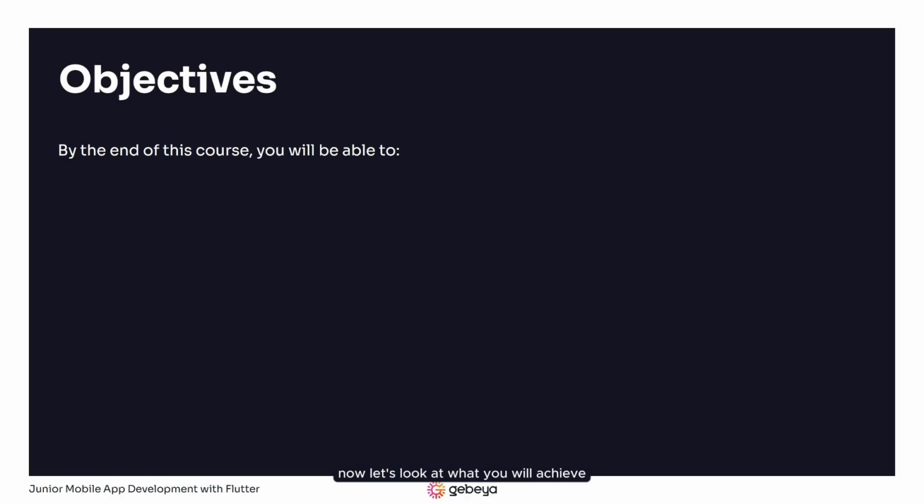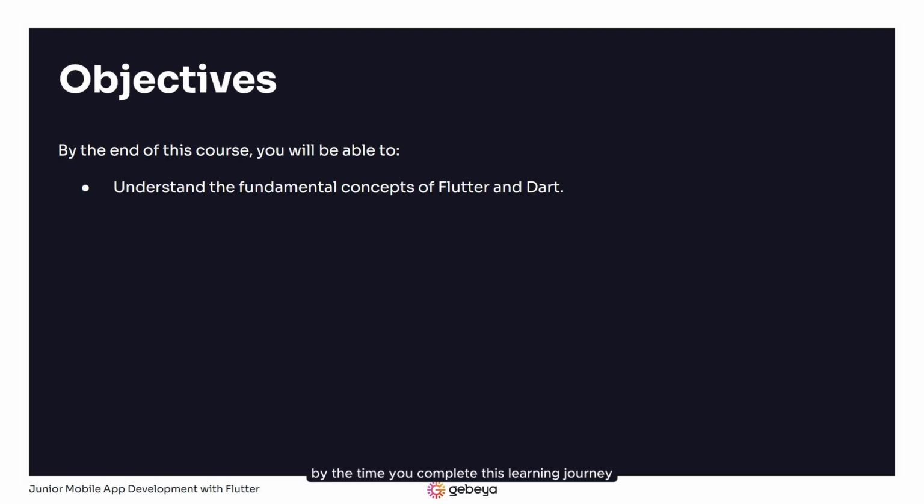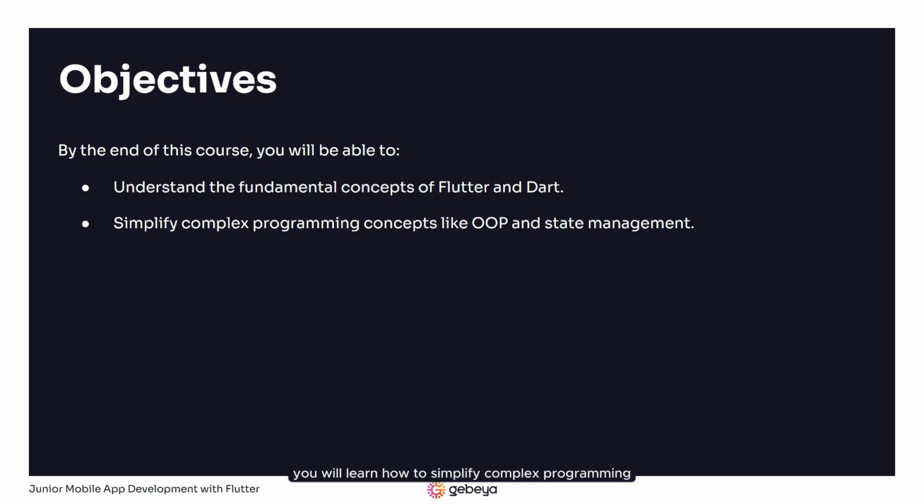Now, let's look at what you will achieve by the end of this course. By the time you complete this learning journey, you will have a solid understanding of the fundamental concepts of Flutter and Dart. This will give you the confidence to continue exploring and building on your skills independently. You will learn how to simplify complex programming concepts, such as object-oriented programming and state management, in a way that makes sense even if you are completely new to programming.